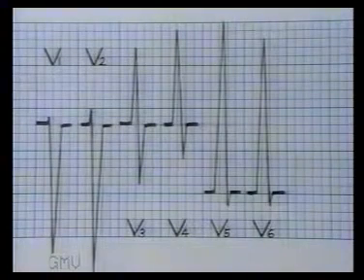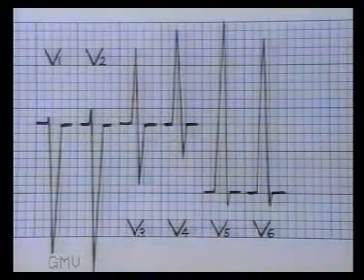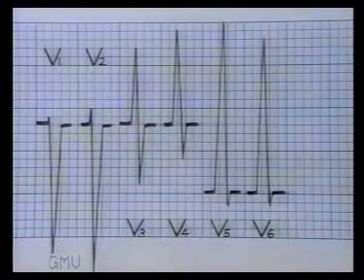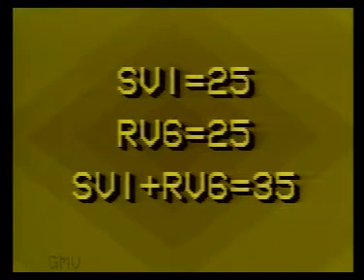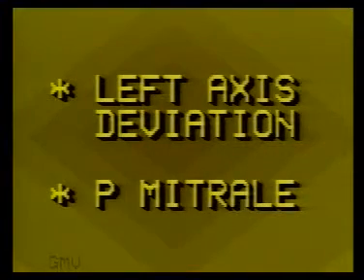So we have to measure the amplitude of the S wave in leads V1 or V2, whichever is larger, and the amplitude of the R wave in V5 or V6, whichever is larger, to diagnose left ventricular hypertrophy. If any of these is more than 25 millimeters, SV1 or RV6, or if their addition is more than 35 millimeters, then a diagnosis of left ventricular hypertrophy is made. It will usually be associated with left axis deviation, and a P mitrale of left atrial hypertrophy may be seen in lead 2.